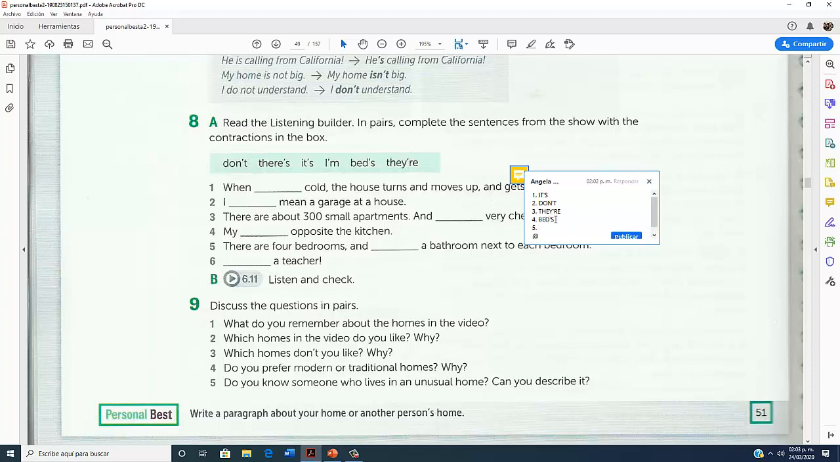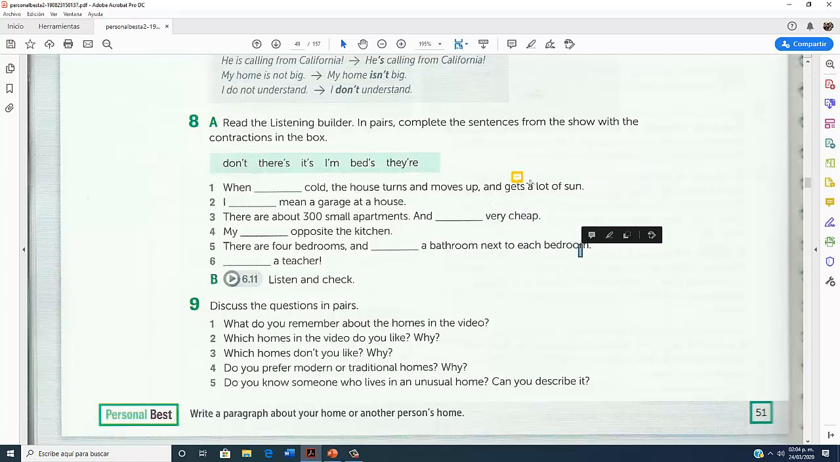Number 5. There are 4 bathrooms and there's a bathroom next to the bathroom. Here is the contraction of there is. And number 6, we have a teacher. The last one. I'm a teacher. Oh, what happened? I'm a teacher instead of I am a teacher.